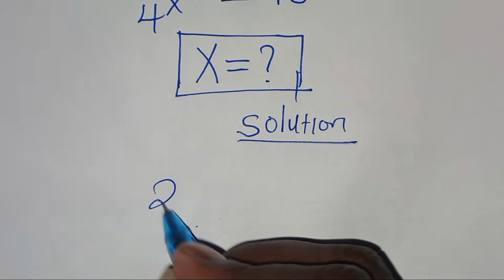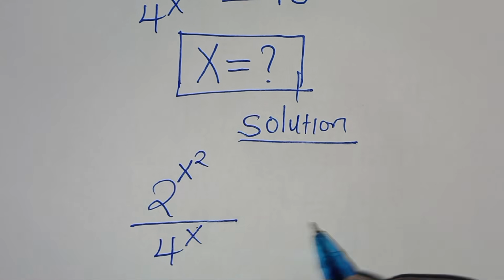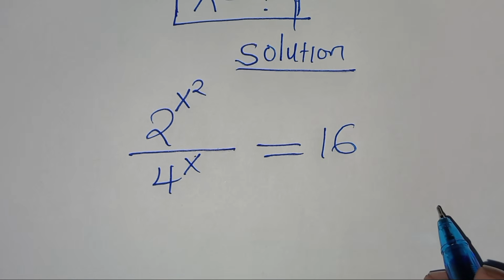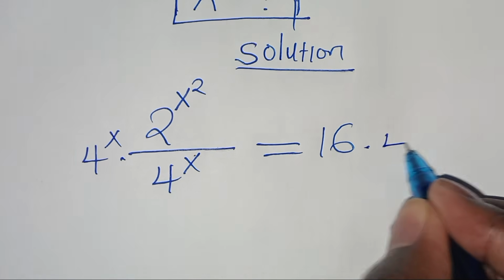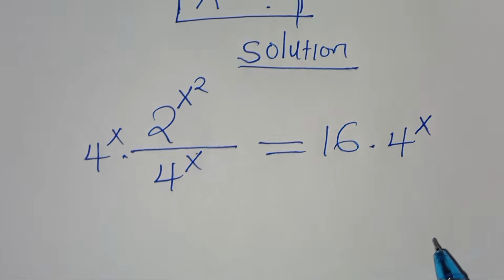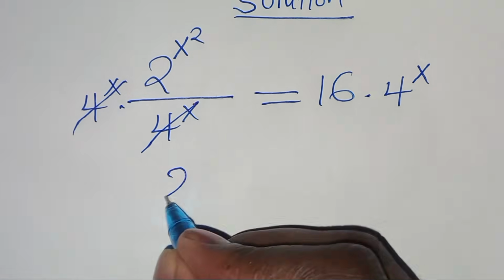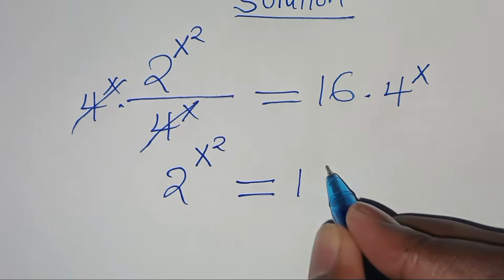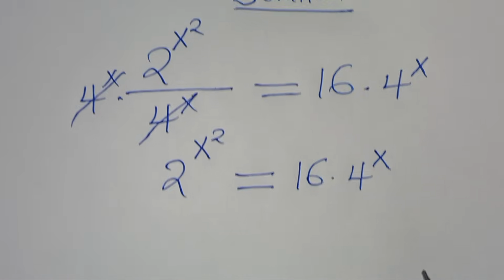We have 2 to the power of x to the power of 2 divided by 4 to the power of x. This is equal to 16. So let's multiply both sides by 4 to the power of x. Let's simplify here so that we have 2 to the power of x to the power of 2 equal to 16 times 4 to the power of x.